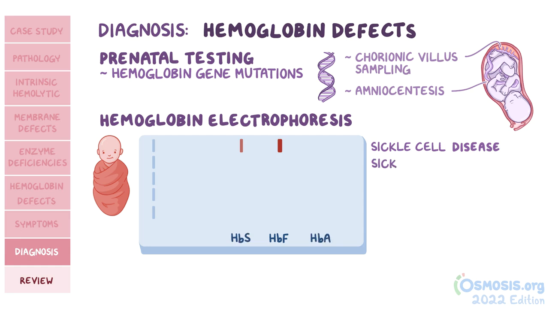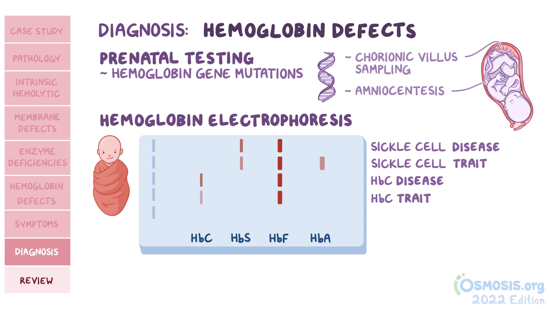A newborn with sickle cell trait will have an HbF as well as two separate HbS and HbA bands. A newborn with HbC disease will have an intense band of HbF and another lighter HbC band, while a newborn with HbC trait will have an HbF and two separate HbC and HbA bands. And a newborn with HbSC disease will have an HbF as well as an HbS and HbC band. If newborn screening is not done, then the diagnosis is made later on.